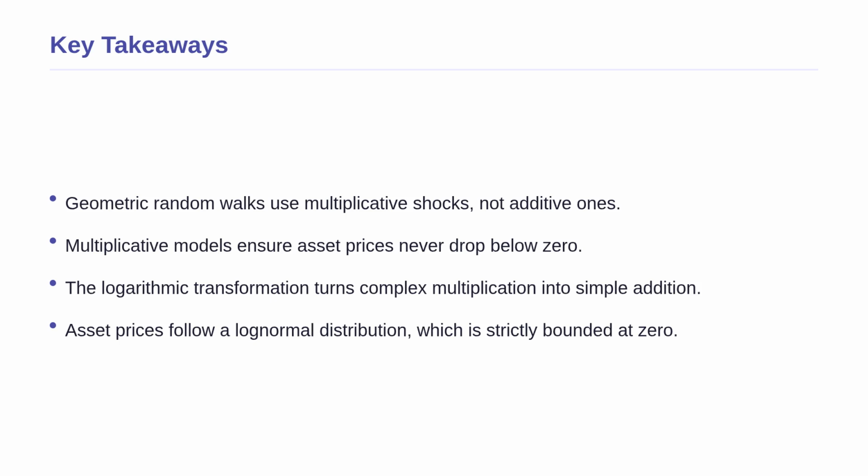First, remember that geometric random walks model variables that change by random percentages, using multiplicative shocks rather than fixed additive amounts. Second, this multiplicative nature is crucial because it guarantees that values like stock prices always remain positive, reflecting reality. Third, by taking the logarithm of these prices, we can turn complex multiplication into simple addition, revealing that log prices follow a normal distribution. This ultimately means the original prices are log normally distributed. You now have a mathematically elegant framework for understanding how financial markets truly move.